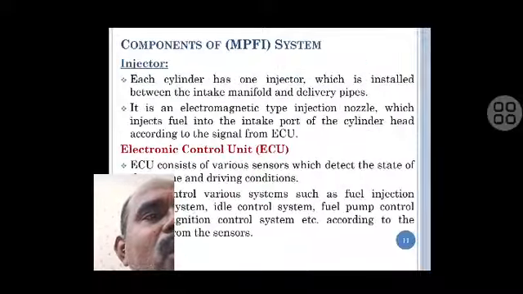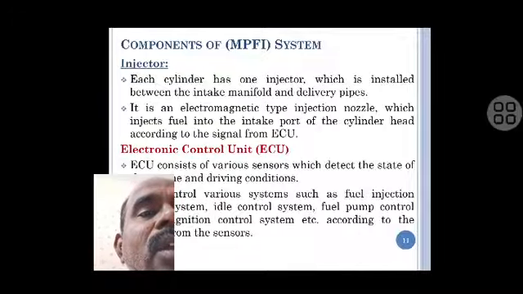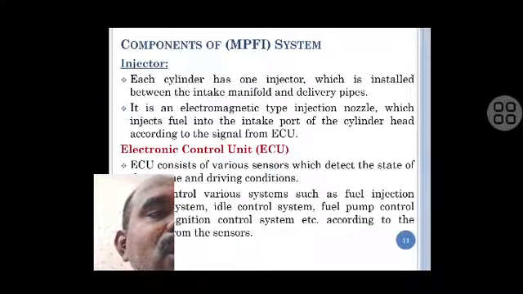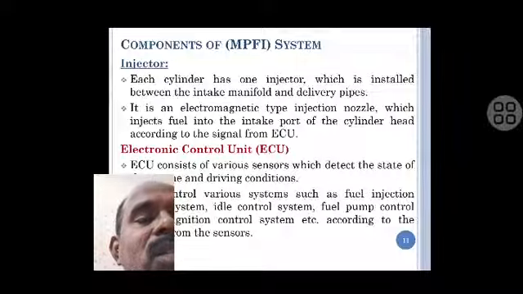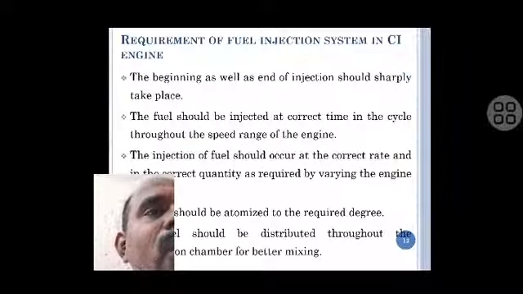The fuel pressure is applied to the injectors at all times. Injector: each cylinder has one injector which is installed between the intake manifold and delivery system. It is an electromagnetic type of injector which injects the fuel into the intake port of the cylinder head according to the signal from the ECU. The ECU consists of various sensors which detect the state of conditions and driving conditions, and controls various systems such as the fuel injection system, idle control system, fuel pump control system, and ignition control system according to the sensor signals.